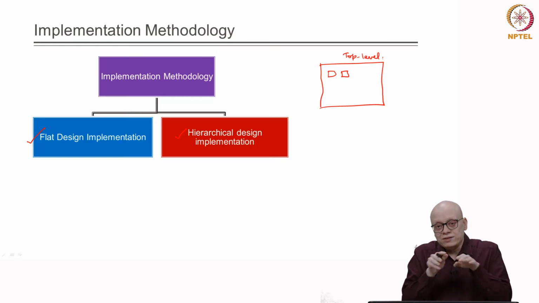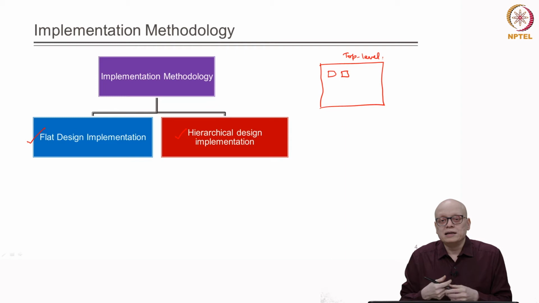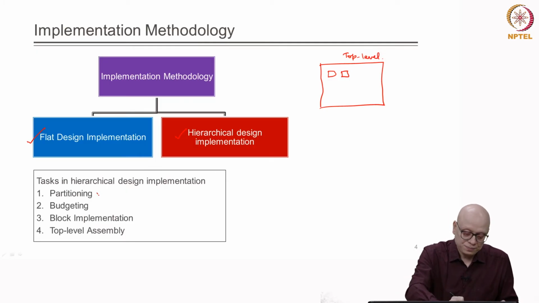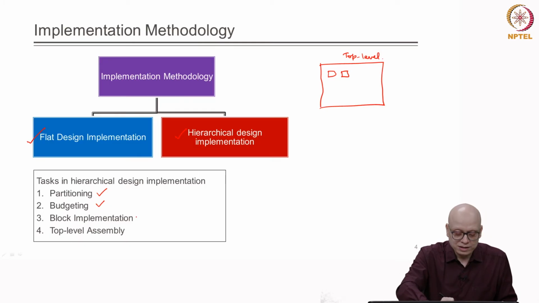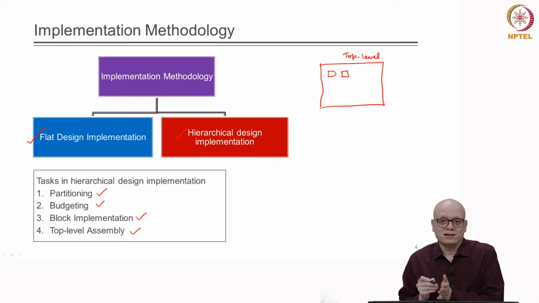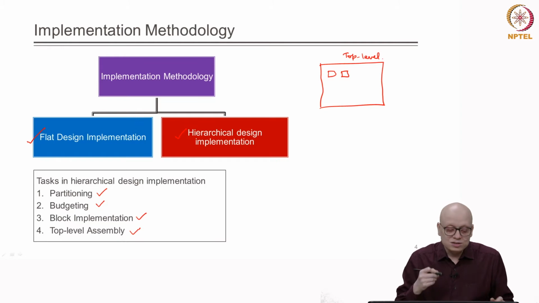So, it basically divides the complete design into smaller designs, implements them, and then builds the complete design out of them. In hierarchical design implementation, the major tasks are partitioning, budgeting, block implementation and then top level assembly. These are some of the most important tasks that we need to carry out while implementing our design in a hierarchical manner. Since most industrial designs follow this divide and conquer strategy, let us understand these steps: partitioning, budgeting and so on.